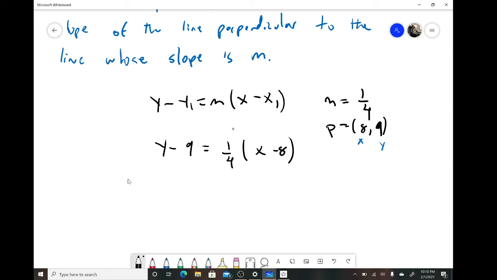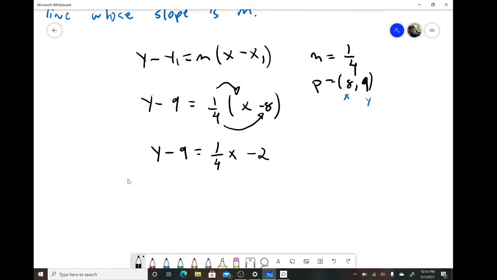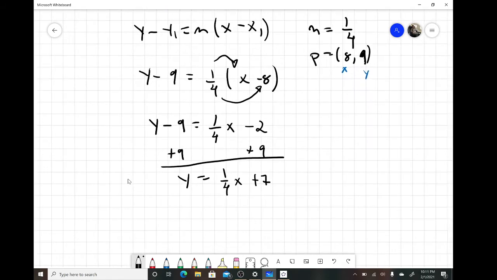Here we can distribute the 1/4 into the binomial, and we have y minus 9 equals 1/4 x, and then plus times minus is minus, 8 divided by 4, I believe that's 2. So we have 1/4 x minus 2. And we just have to add 9 on both sides. So we have y equals 1/4 x plus 7. And that will be the equation of the line.